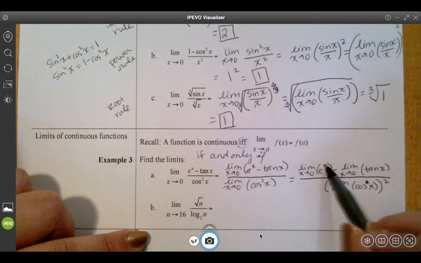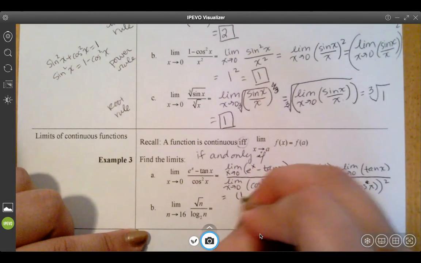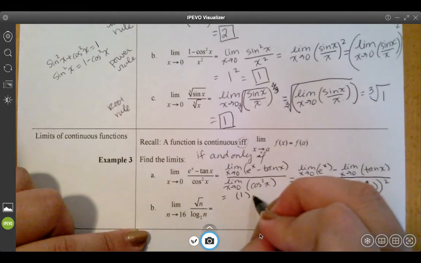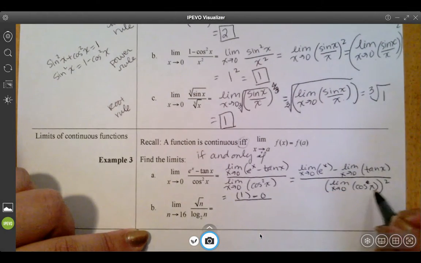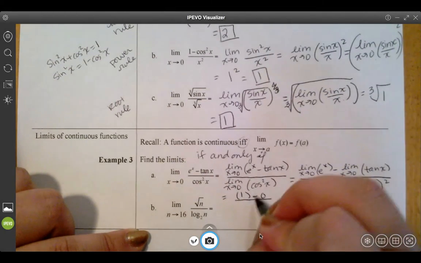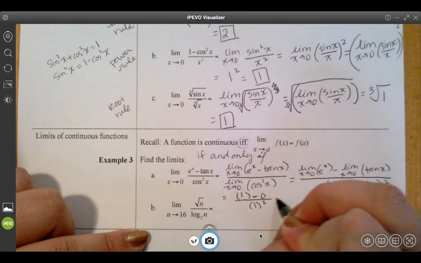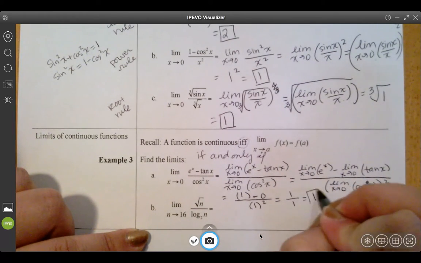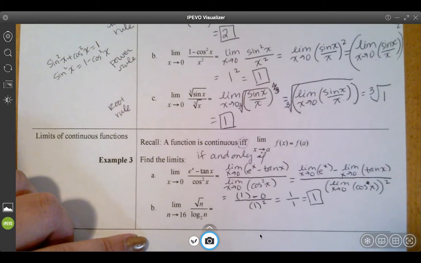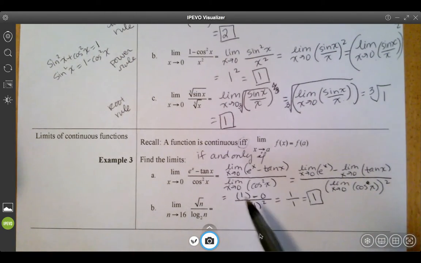So e to the 0 is 1 minus tangent of 0 is 0, divided by cosine of 0 is 1, squared. 1 minus 0 is 1 over 1 is 1. Sorry about the spacing. I plan to do all of that in one step, but I think it's clearer if I do it in two.